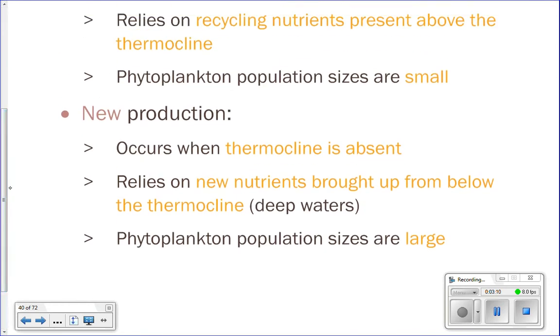New production occurs when the thermocline is absent. So if you have upwelling that's occurring, okay, or overturn that's occurring, you can get new production. Okay, and new production relies on nutrients that are brought up from the deep. And because there's lots of nutrients in the deep, lots of nutrients means lots of phytoplankton, so you can have large population sizes with new production. Does that make sense? Okay. So the population sizes are large with new production.